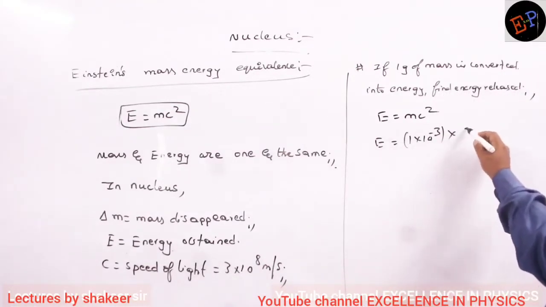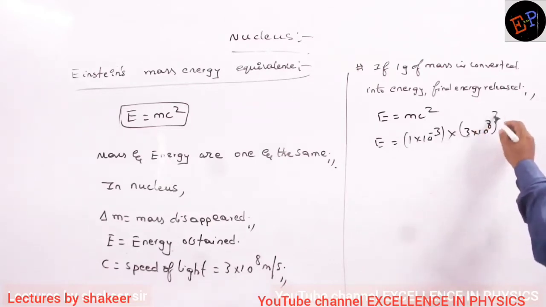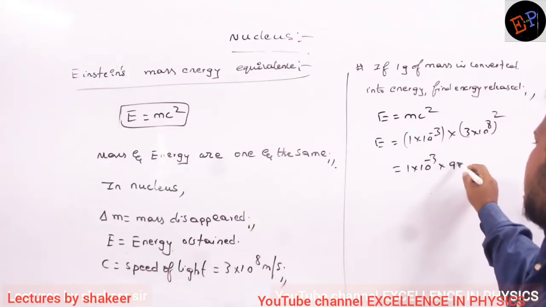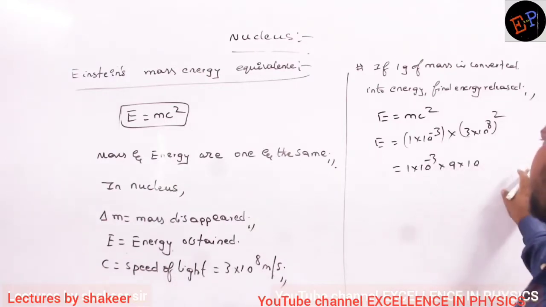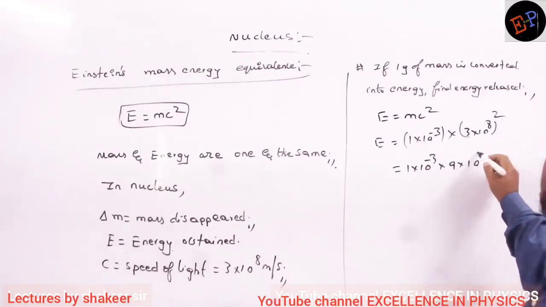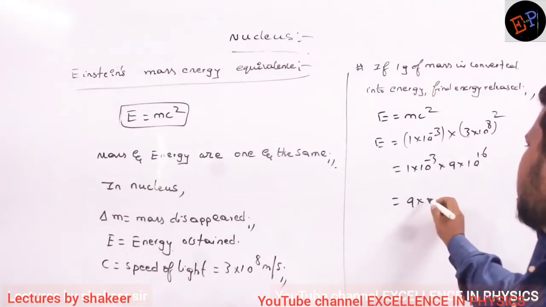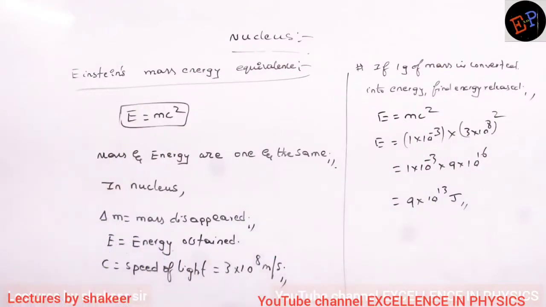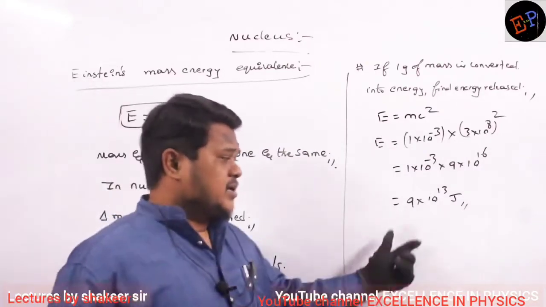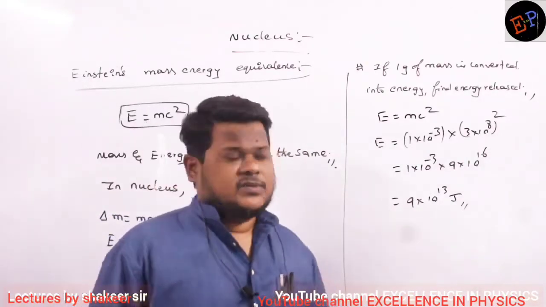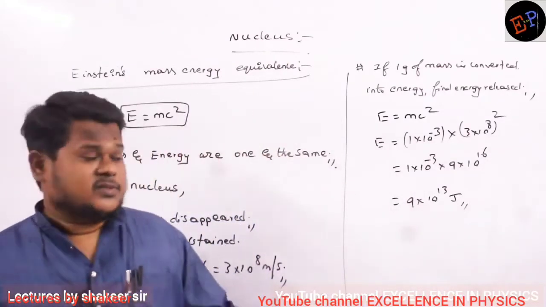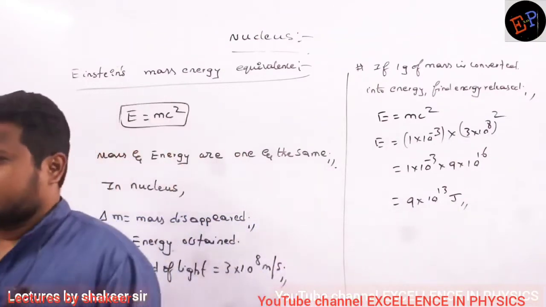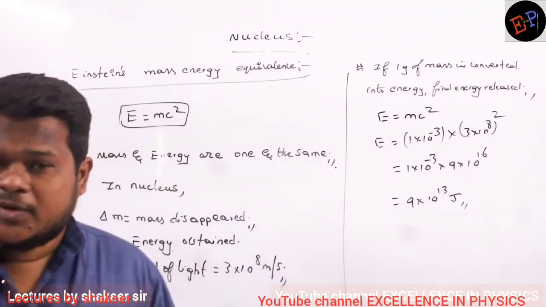And C means what? Speed of light, 3 into 10 power 8. And C square is there, no? So 3 into 10 power 8 whole square. So therefore how much is it? 1 into 10 power minus 3 multiplied by 9 into 10 power 16. Are you able to understand? So therefore it is 9 into 10 power 13 joules of energy. So how much energy is released, ma? 9 into 10 power 13 joules of energy. Small energy or a very, very big energy? It's a very, very huge amount of energy. So this much amount of energy can be released if you can convert 1 gram of matter into energy.